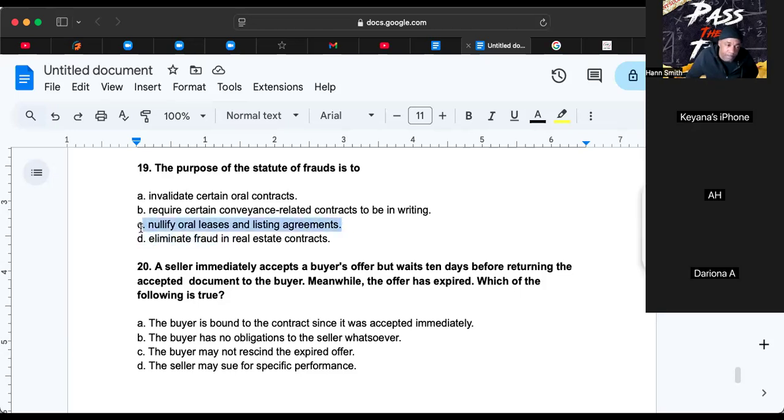I'm gonna get rid of C. We need to get rid of one more. For the A. All right, invalidate certain oral contracts. I agree with that elimination. So reading the question again, the purpose of the statute of frauds is it B, require certain conveyance-related contracts to be in writing, or D, eliminate fraud in real estate contracts. What is the purpose of statute of frauds?